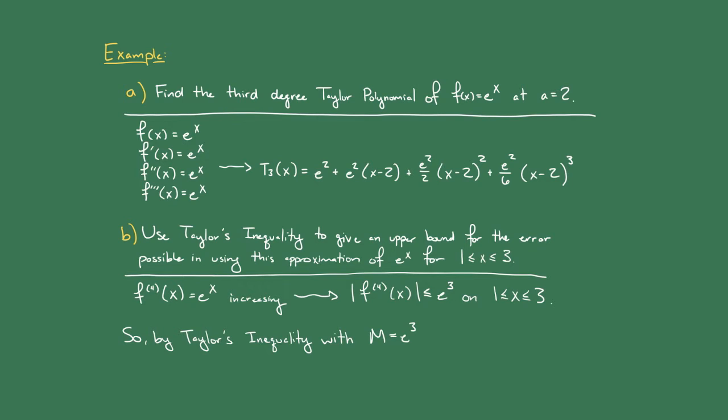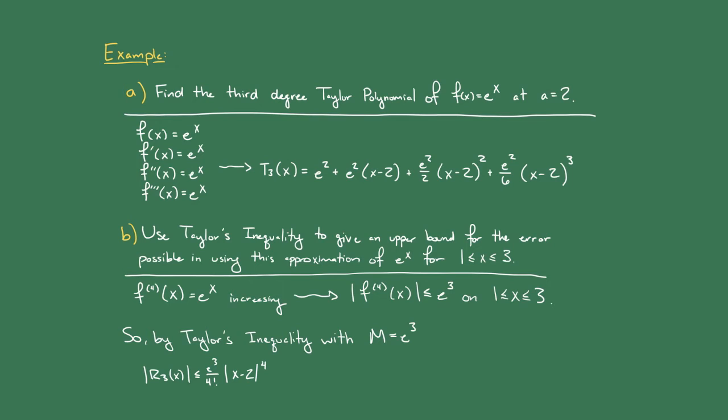So, by Taylor's inequality with M equal to e cubed, we have that the error R sub 3 of x is less than or equal to e cubed over 4 factorial times the absolute value of x minus 2 to the fourth. Again, on the interval 1 to 3, we get at most 1 unit away from 2. Therefore, the absolute value of x minus 2 is bounded by 1 on this interval.